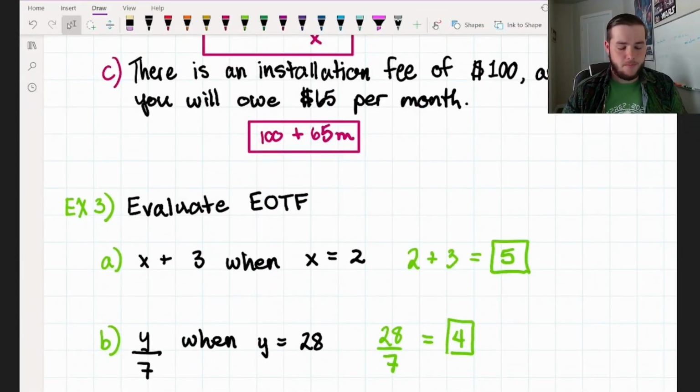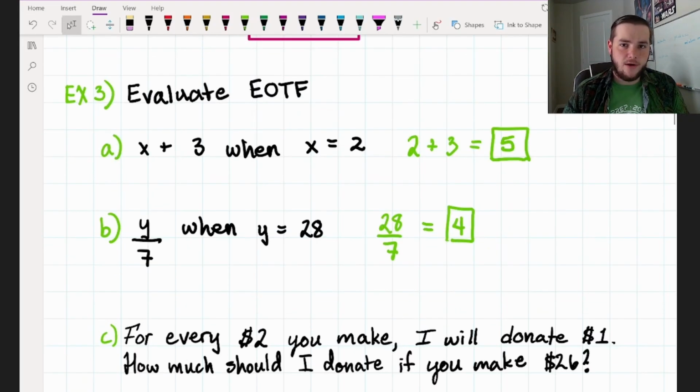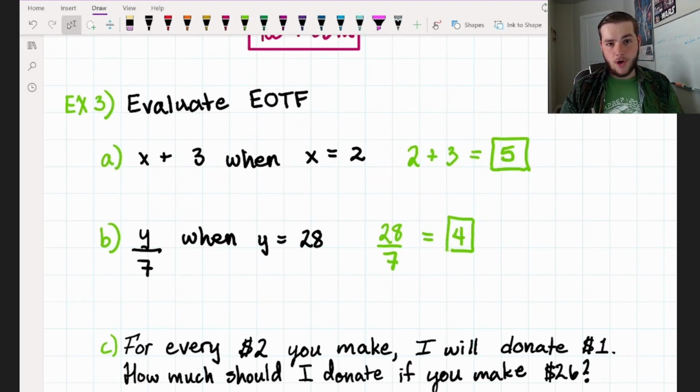Let's try one more. For every $2 you make, I will donate $1. How much should I donate if you make $26? First, see if you can write down an algebraic expression to represent this exchange, and then evaluate it at the appropriate amount. Pause the video here to see if you can do it on your own.